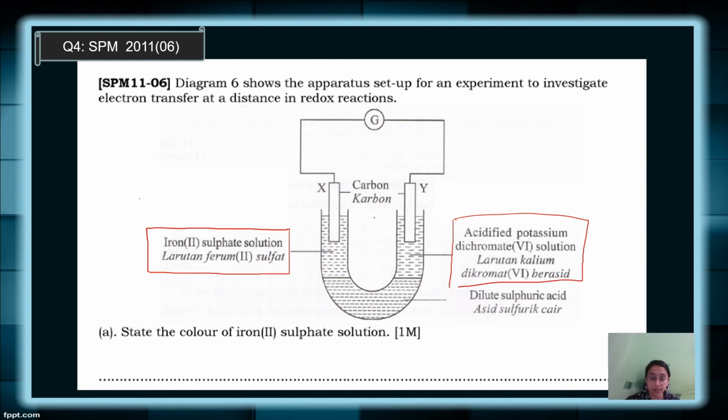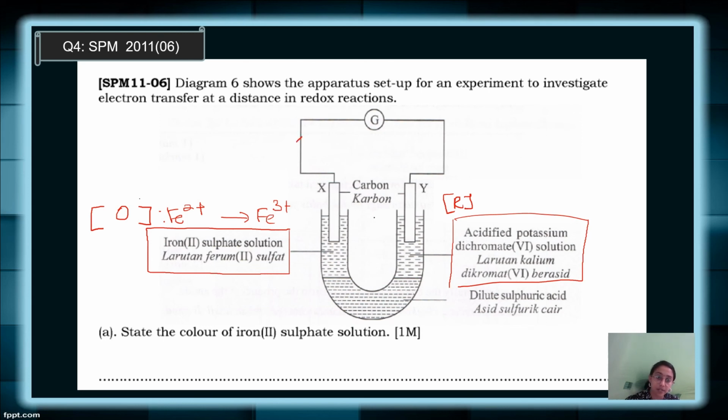at both arms. And one more thing I want to tell you, if in the beginning they use iron 2, that means after that it is going to be iron 3. If they use an iron solution, you can identify it very easily. If they use 2, it is going to be 3. If they use 3, it is going to be 2. Now, based on this, you already know this side of the arm is going to undergo oxidation because 2 is going to increase to 3. If this is oxidation, definitely this side is going to be the reduction.